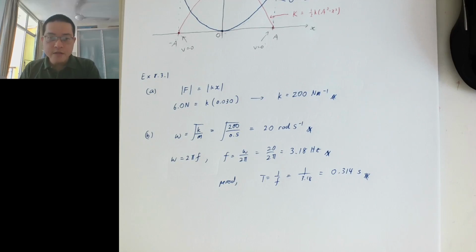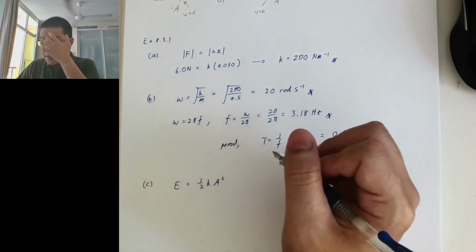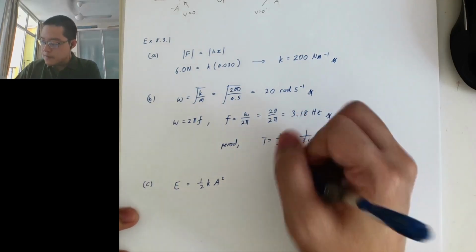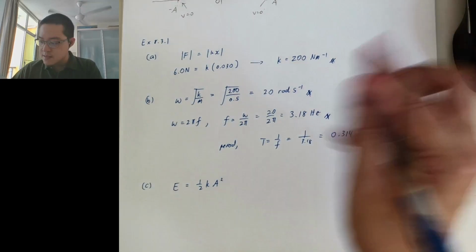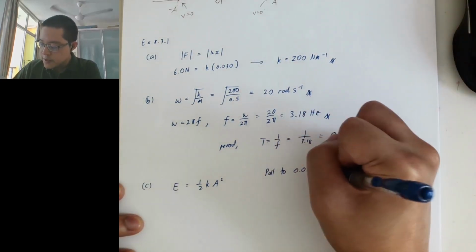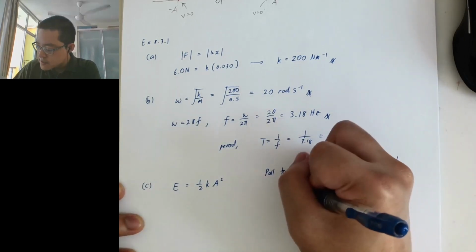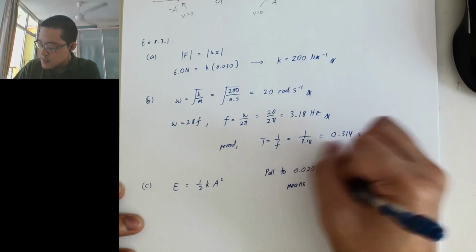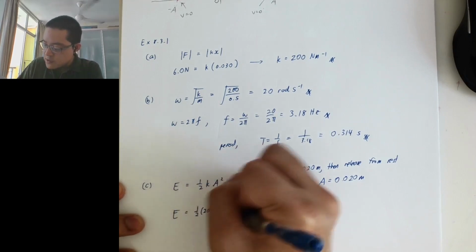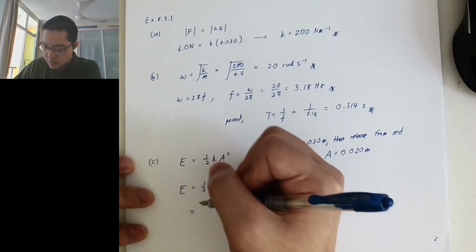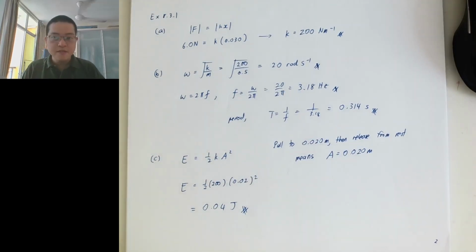Okay, and then find the total energy of the system. The total energy of the system is half k A squared, right? So how do we get the amplitude? It says that I pull it to 0.020 meters, then release from rest. So this means the amplitude is this number, 0.02 meters. From here I can now calculate my energy. Half k, where k is 200, times 0.02 squared. If you calculate everything, you get 0.04 joules. Okay, so this one is a pretty simple question.